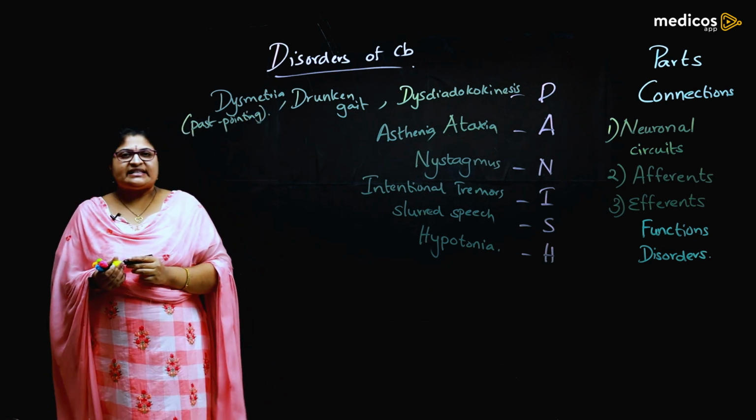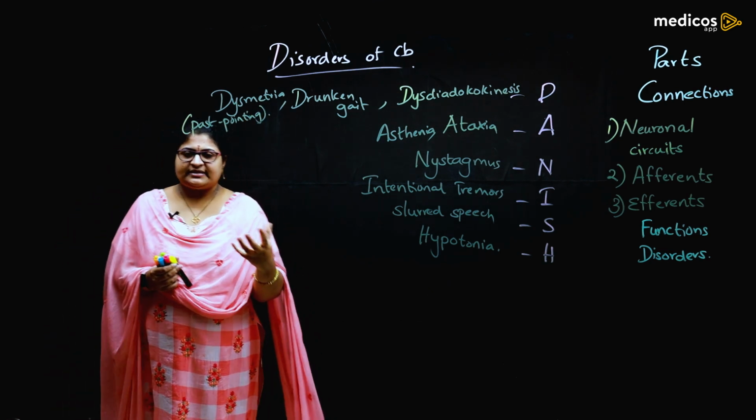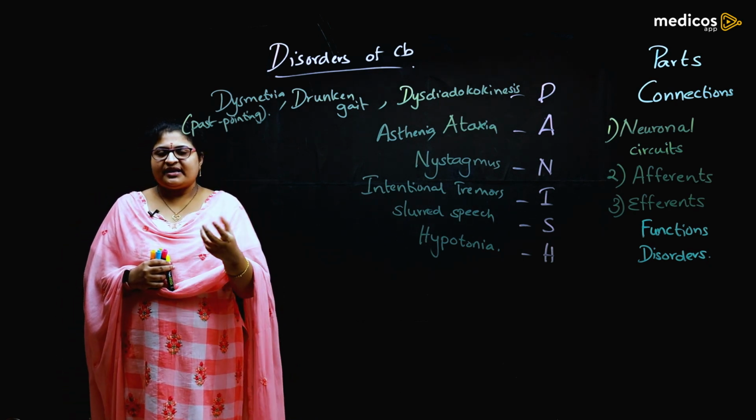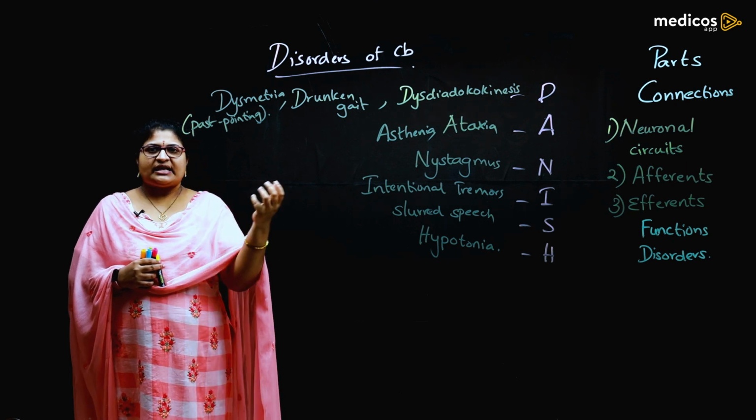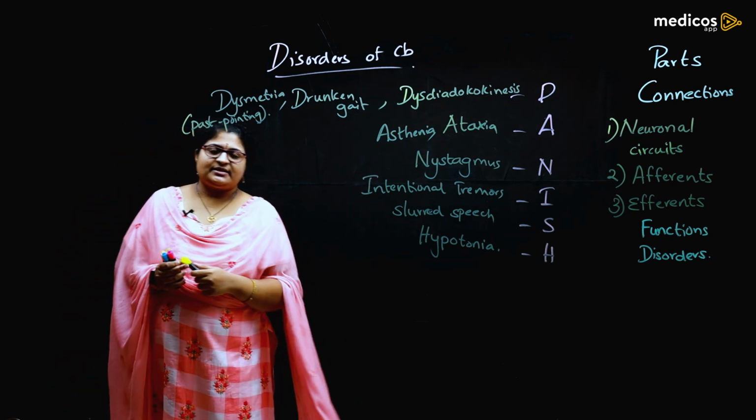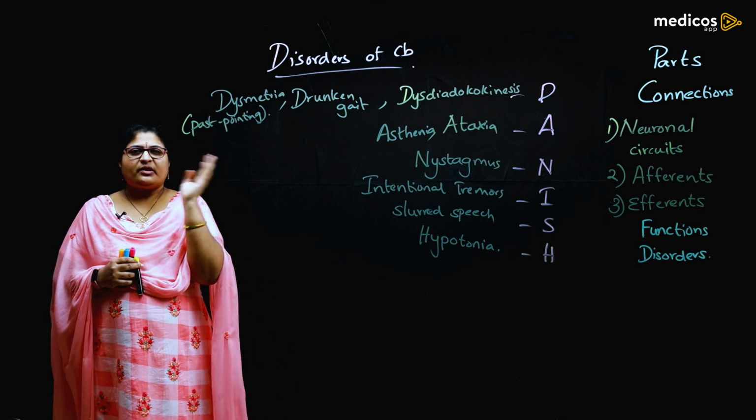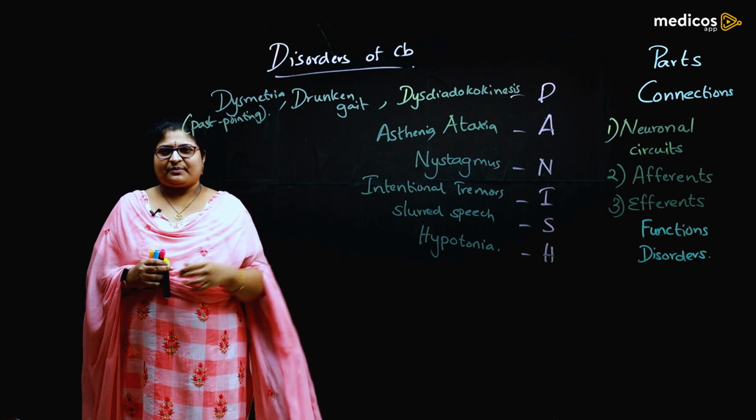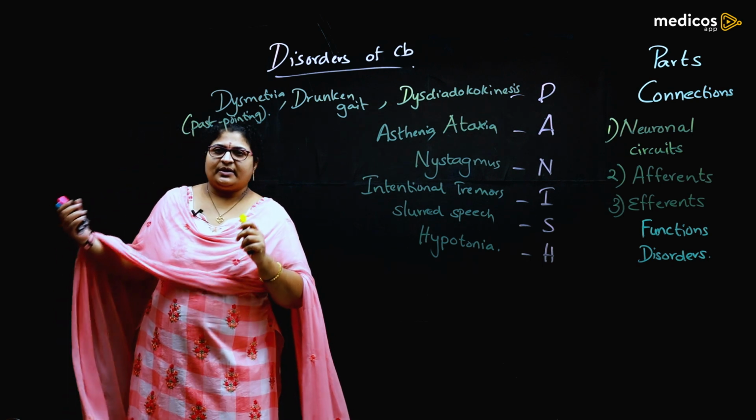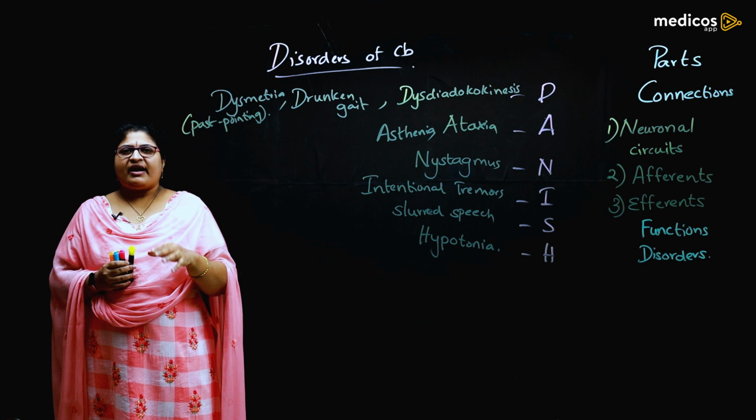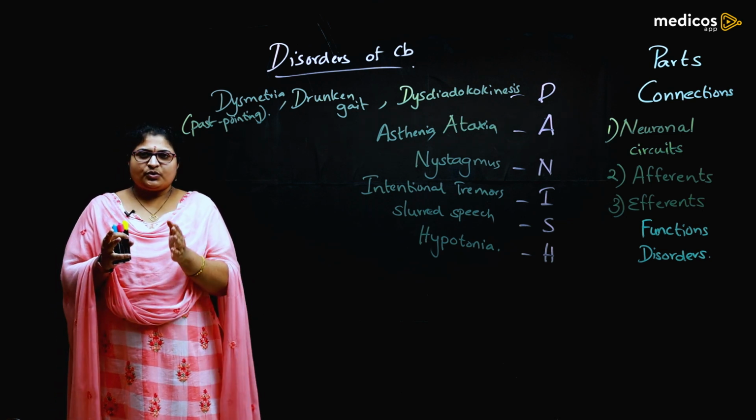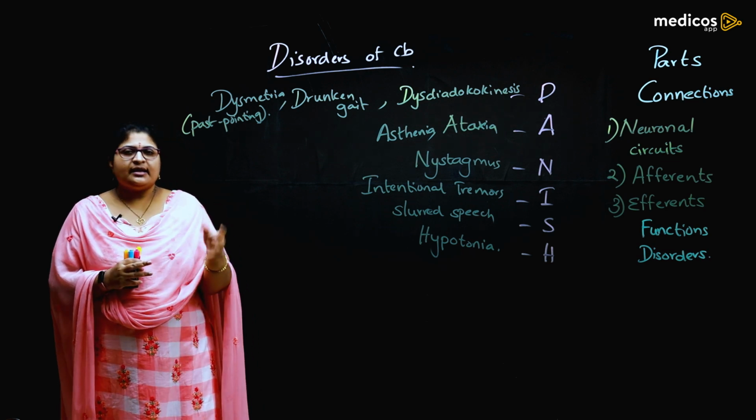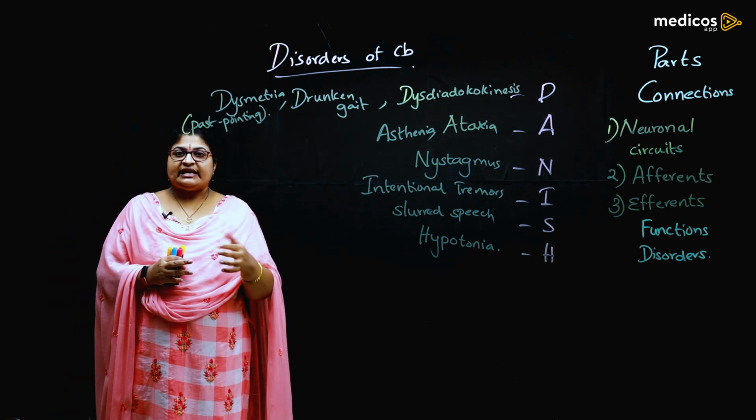Now ataxia means incoordination of movements. Asthenia means there is feebleness or weakness in our movements. Nystagmus is rapid jerky movements of the eyeball. And then intention tremors. Tremors means trembling of the hands. In cerebellar disorders we will see intention tremors, whereas in basal ganglia disorders we will see resting tremors.